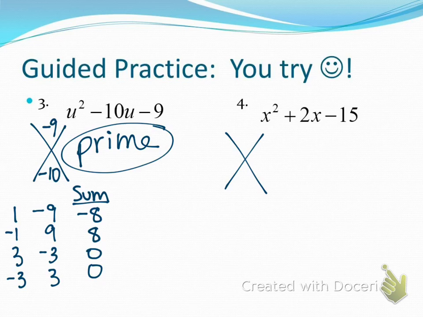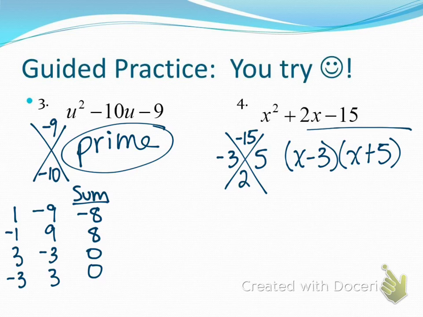May? What'd you find for your sides? Beautiful. Okay, so negative 3 times 5 equals negative 15. Negative 3 plus 5 equals a positive 2. So, May, how did you write your answer? Beautiful. X minus 3, X plus 5. Questions, concerns? Anybody else get that one? Nobody else got it right? Oh, a couple people did. Okay. Did we get number 4 right?